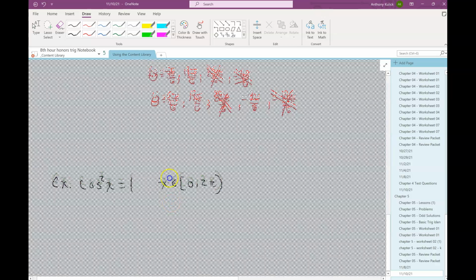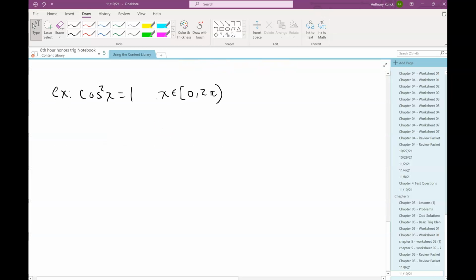Back to our example, though, on topic here. So let's say we have cosine squared x is equal to 1, and we want to find our answers between 0 and 2 pi. Can I do cosine inverse to both sides of this right now as it's written? No. Why not? The squared, right? Everybody's okay with that? What do I have to do before I can do cosine inverse? Get rid of the squared. We'll take the square root of both sides.